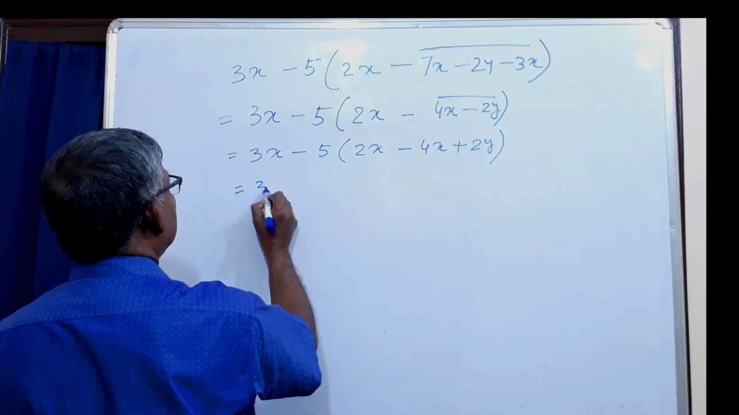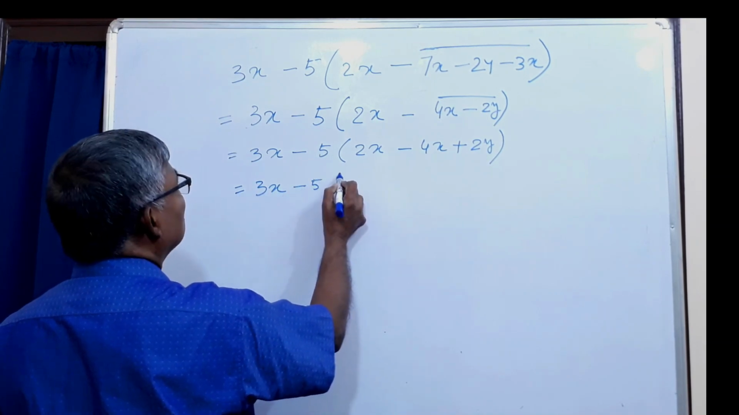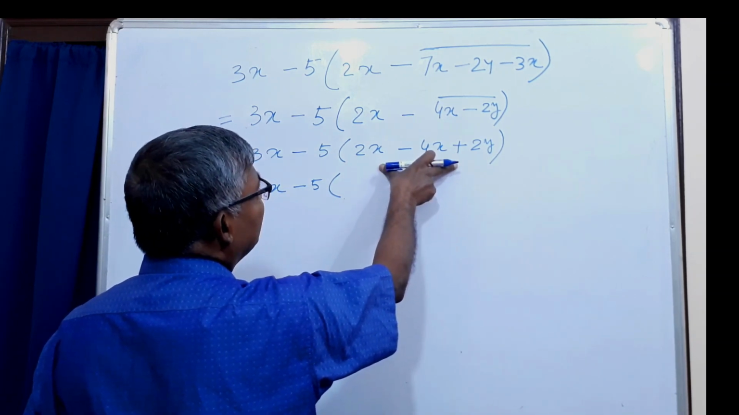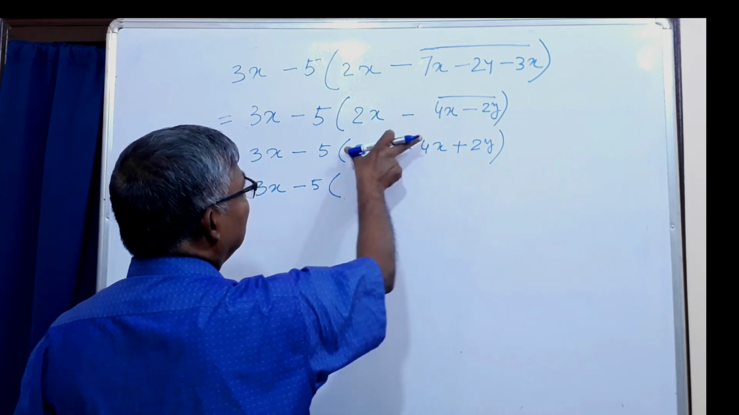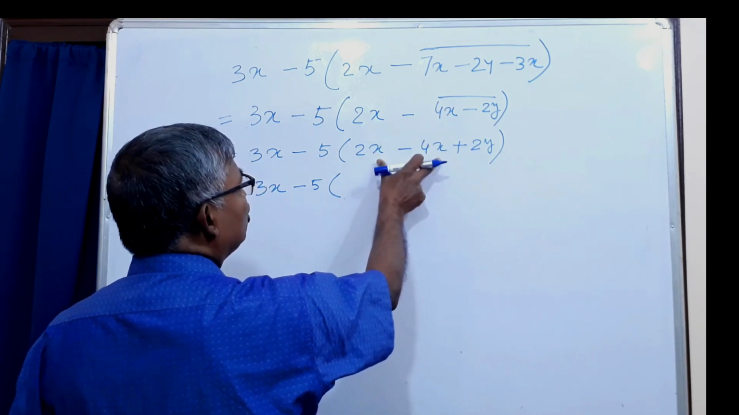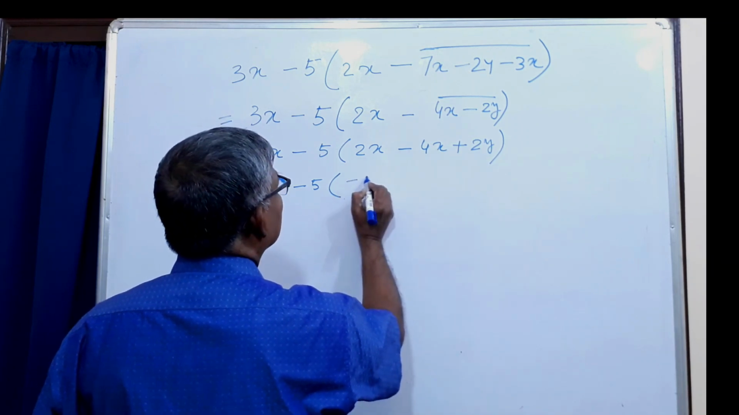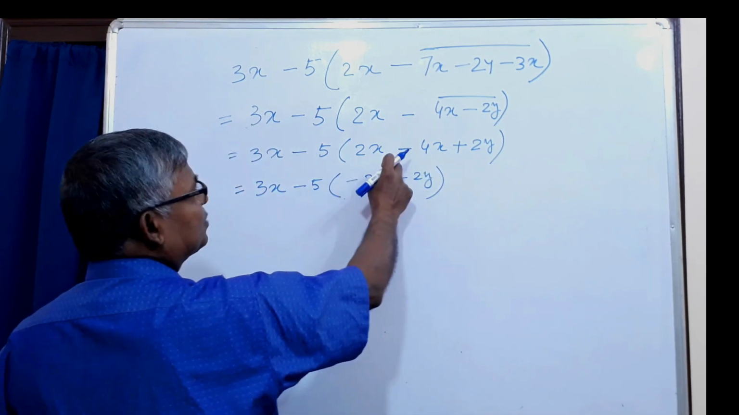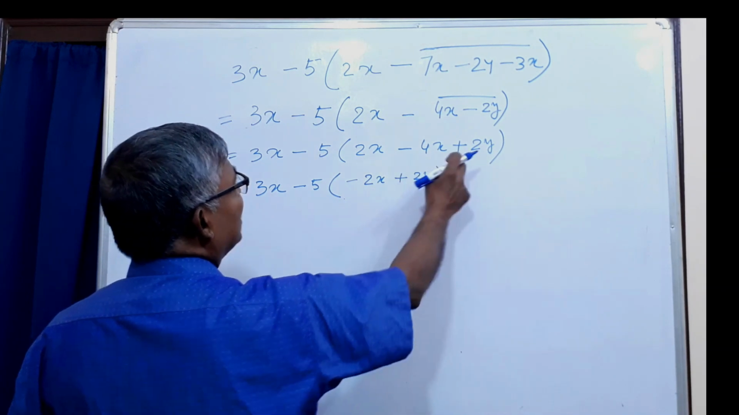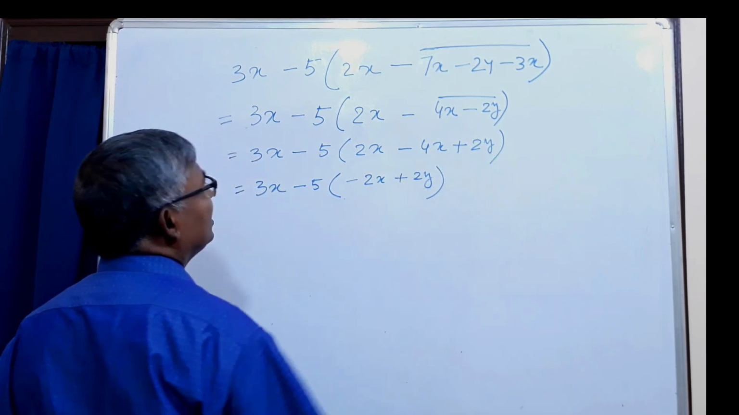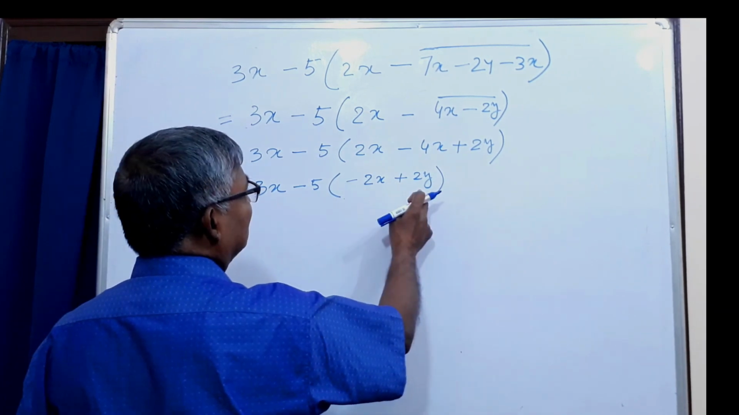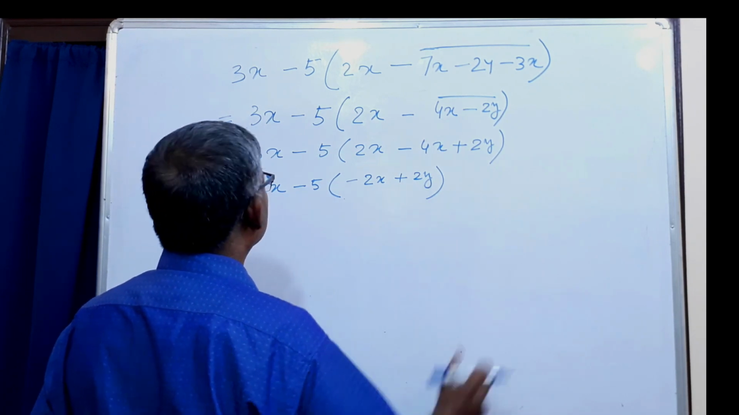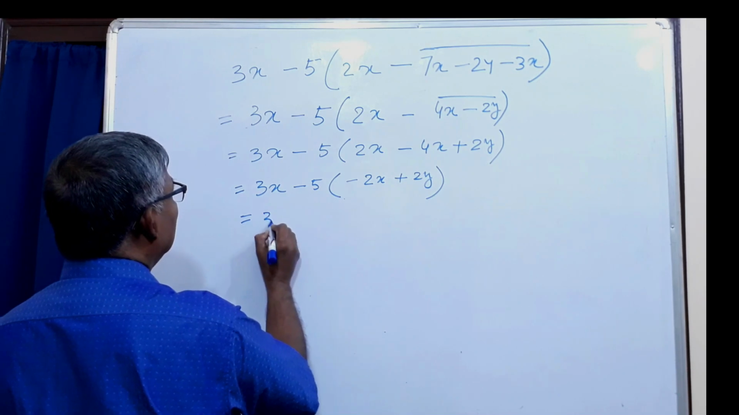Now once again you follow the rule. First you solve the problems inside the bracket before removing the bracket. So what would be the result? It will be minus 2x plus 2y, because it is plus 2x minus 4x, so it will be minus 2x plus 2y as it is. It will remain as it is. These are not alike terms. These are different variables. So now it will be 3x.